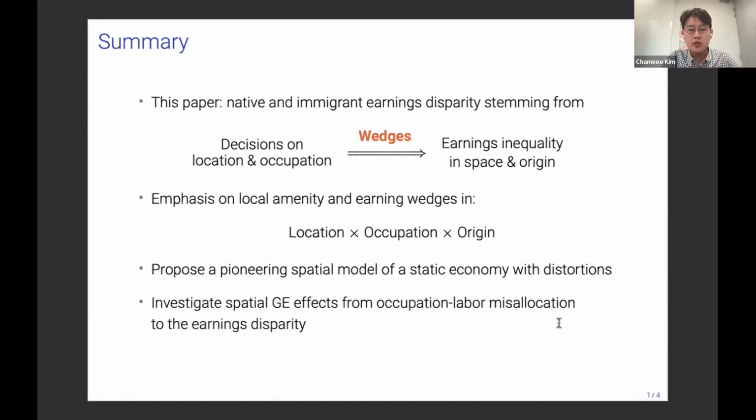And these wedges exist asymmetrically in different local labor markets through three criteria. The first one was location, big versus small city. Occupation was cognitive versus non-cognitive. Origin was high income versus low income country origin. And given this pioneering spatial model of the economy with distortions, Gabriele applies this novel framework to immigrant and native earnings disparity, and he investigated and quantified the spatial general equilibrium effects coming from occupation and labor misallocation to the earnings disparity.